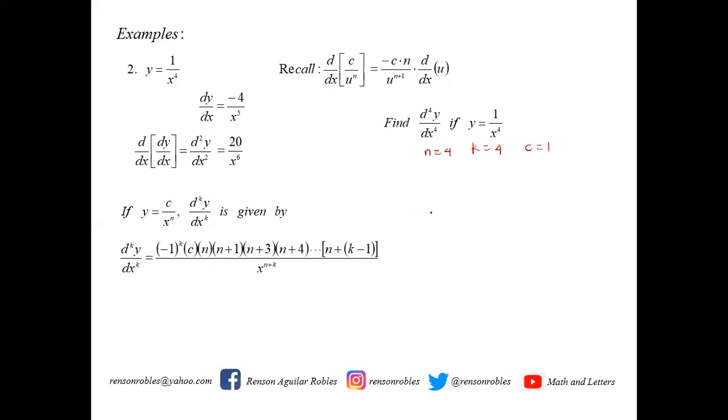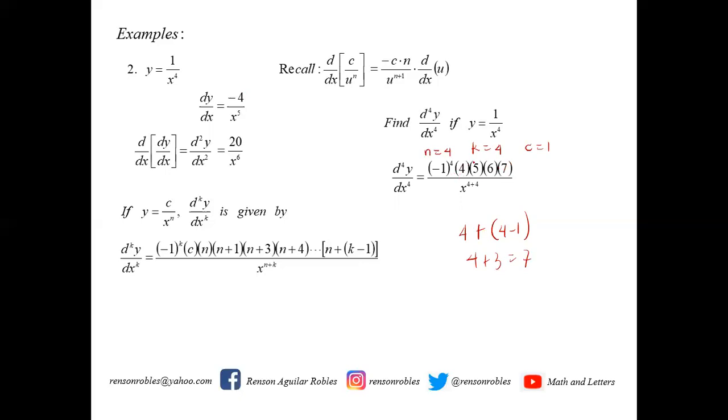Okay, so following this formula, the 4th derivative of y in terms of x is negative 1 to the 4th power times 4. Okay, this is your n, then n plus 1, n plus 2, and you will stop at n plus k minus 1. So you will stop at n, that's 4, plus k, that's 4, minus 1. So this is 4 plus 3, and that will become 7. So you will stop at 7.